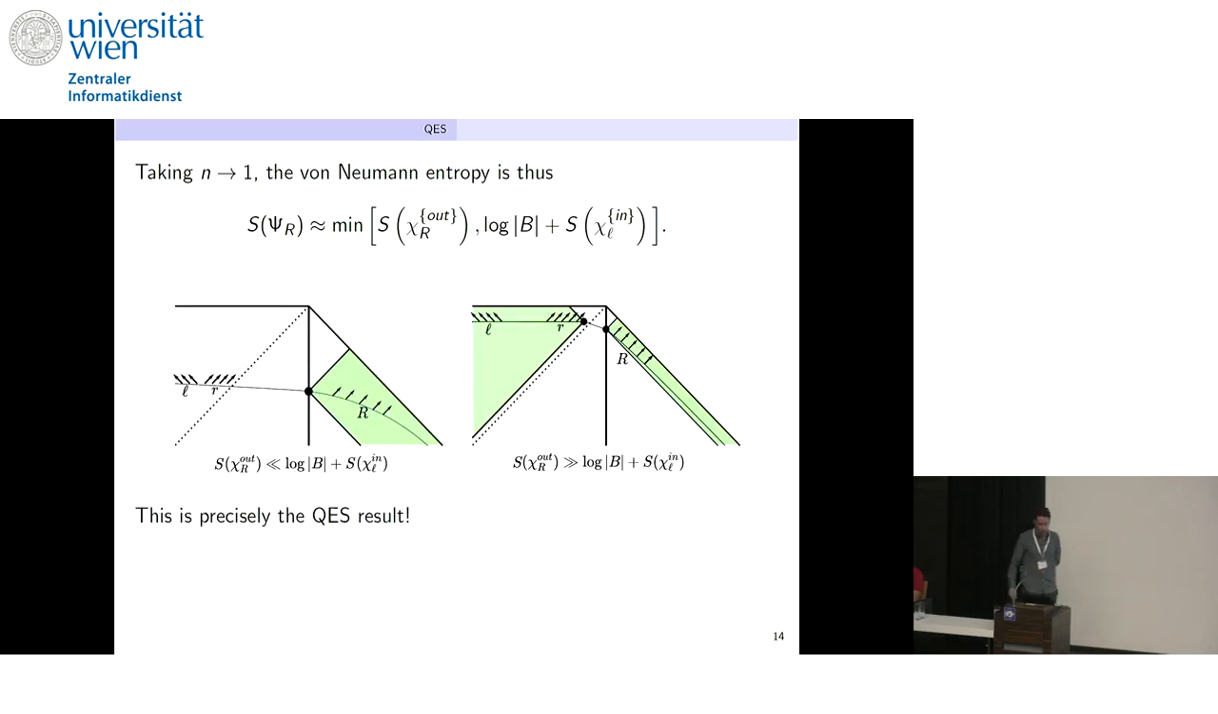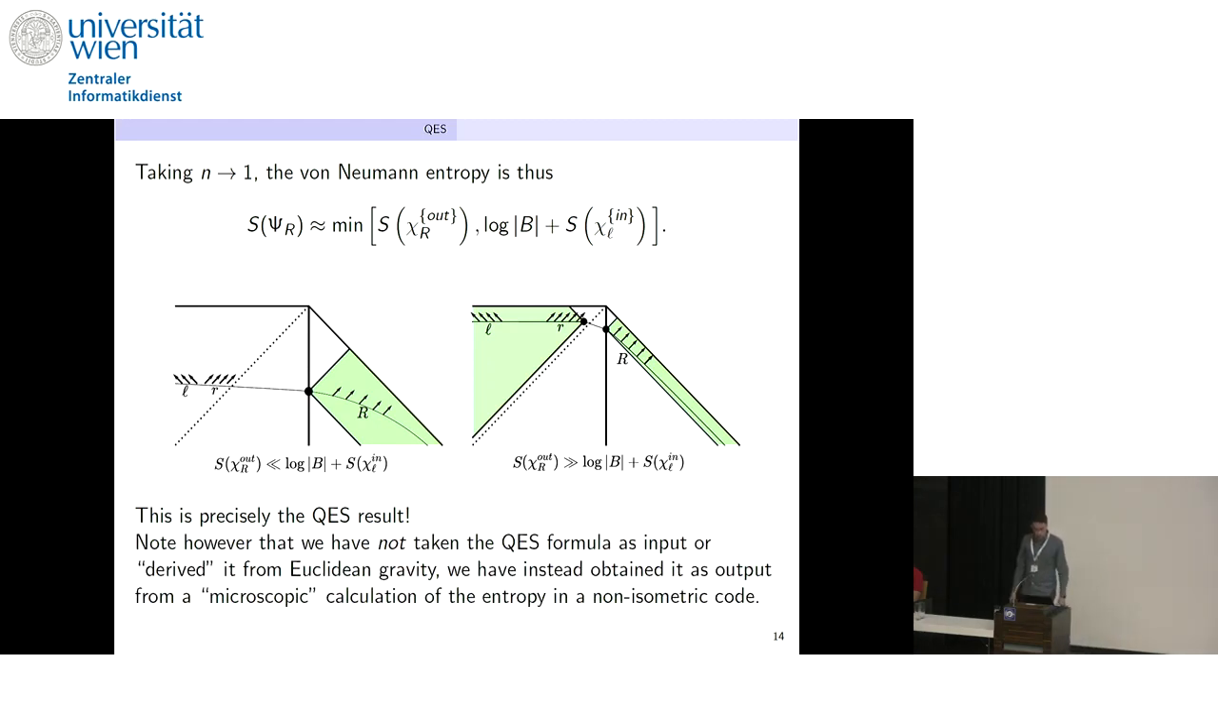And that's great because that's exactly what the QES formula says, right? It says that when you're in this regime where the entropy of the radiation is small, early times, then the entropy should just be what Hawking says, but then at late times you're supposed to include this island, and then the radiation entropy gets purified, but now you've got the entropy of the left movers here, and then you've got the area of the quantum extremal surface, which is this log B, okay? But I want to emphasize that we have not taken the QES formula as input, nor have we derived it from Euclidean gravity and then used it. We've instead obtained it as output from a microscopic calculation of the entropy using this non-isometric code.